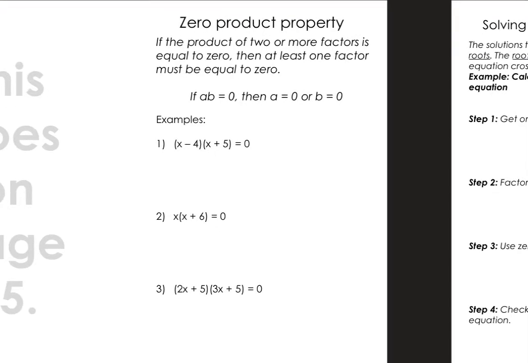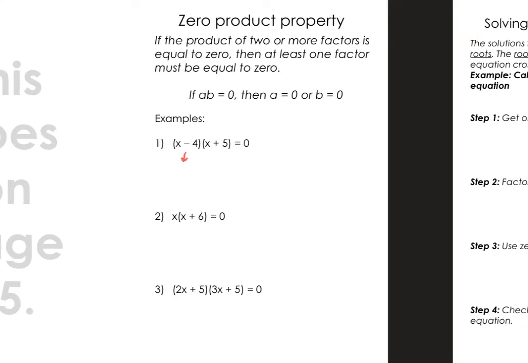So if we're saying that something times something equals 0, then in order to solve, we set the first product equal to 0 and then the second product equal to 0. And then we would just solve. So in this case, we would add 4 to both sides. That means x equals 4. And then same thing here, but we would subtract 5 from both sides. x would equal negative 5.